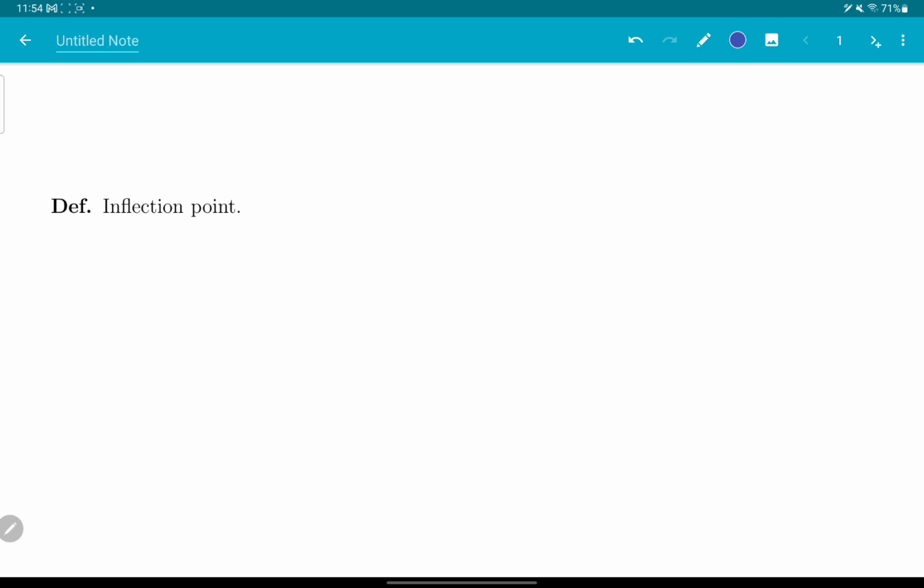Now an inflection point is where you switch from concave down to concave up. It's hard to really say. I'll zoom in here. I think you can see here I have concave down. Over here I have concave up. But where does it switch? It's kind of subtle. I would say about here, there's a switch from concave down to concave up. We call this an inflection point.